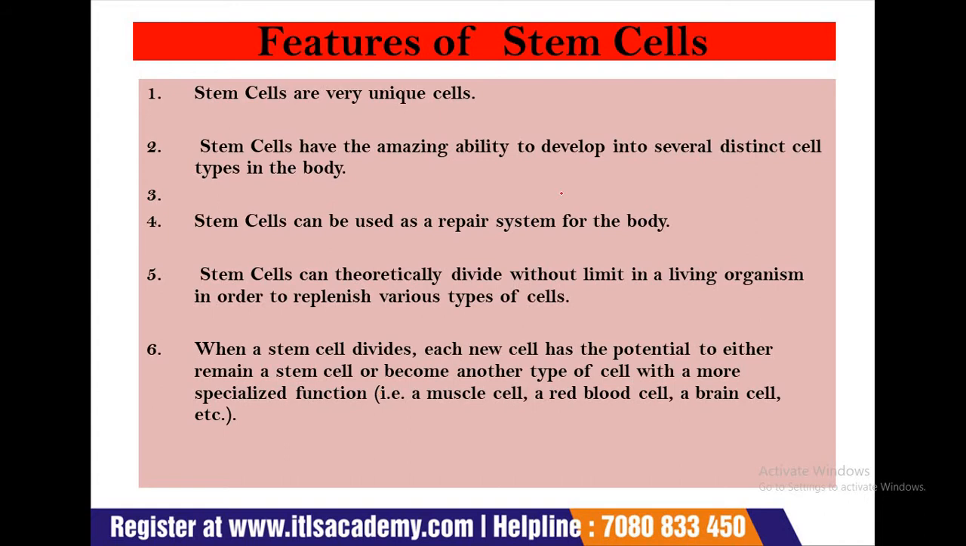Features of stem cells. The first feature is that stem cells are very unique cells. Second, stem cells have the amazing ability to develop into several distinct cell types in the body. Third, stem cells can be used as a repair system for the body. Fourth, stem cells can theoretically divide without limit in a living organism in order to replace various types of cells. And fifth, when a stem cell divides, each new cell has the potential to either remain a stem cell or become another type of cell with a more specialized function, like muscle cells or red blood cells or brain cells, etc.